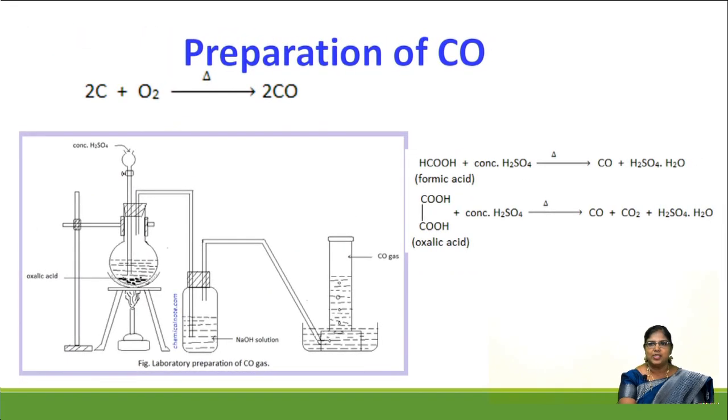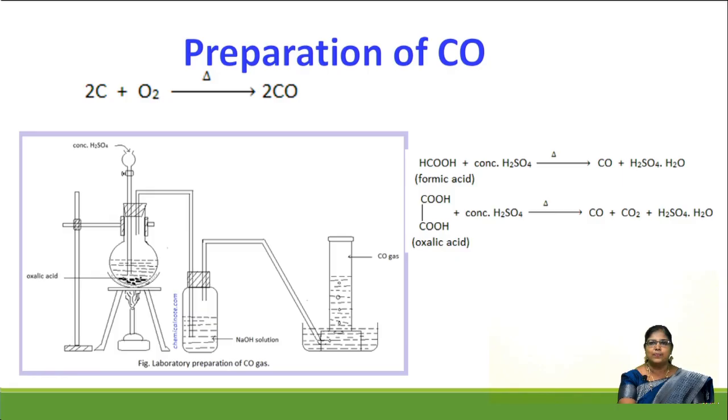When we move on to the preparation, carbon monoxide is generally formed by the incomplete combustion of carbon. And then if there is a surplus supply of oxygen, carbon monoxide will be immediately converted into carbon dioxide.